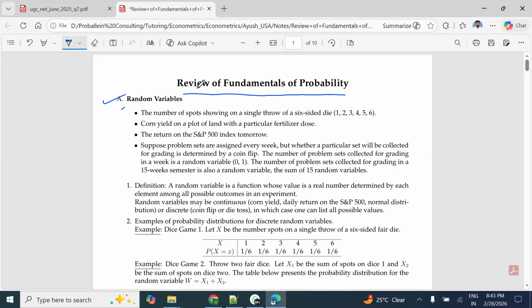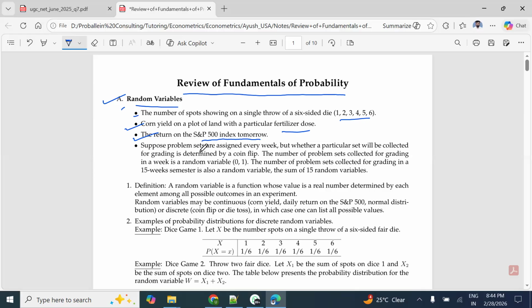Okay, sir. So random variable, already we know: the number of spots showing on a single throw of a six-sided die, where you have six possible values, right? Spots basically, right? So these are the different examples. Corn yield on a plot of land with a particular fertilizer dose. Return on the S&P 500 index tomorrow, or Nifty 50 index tomorrow.